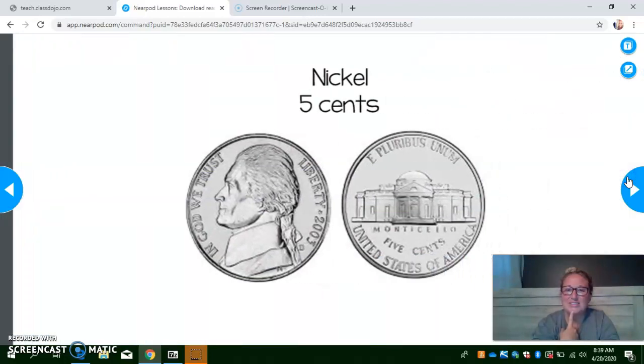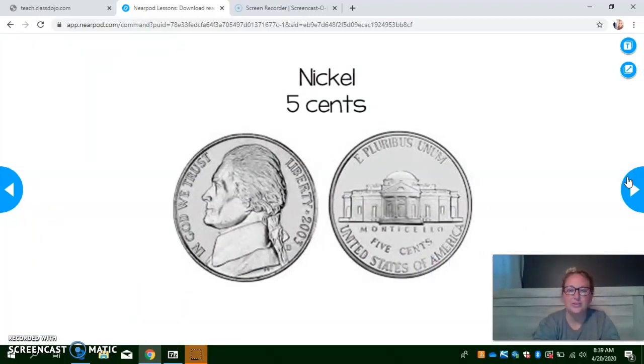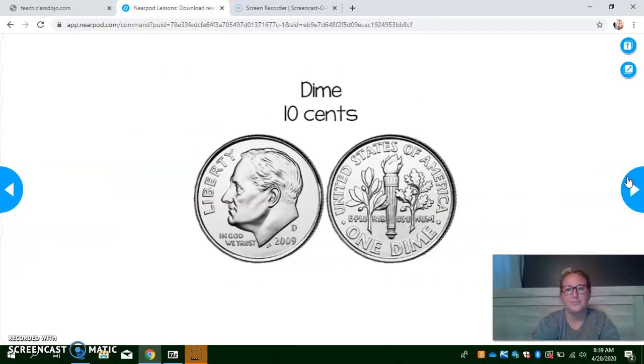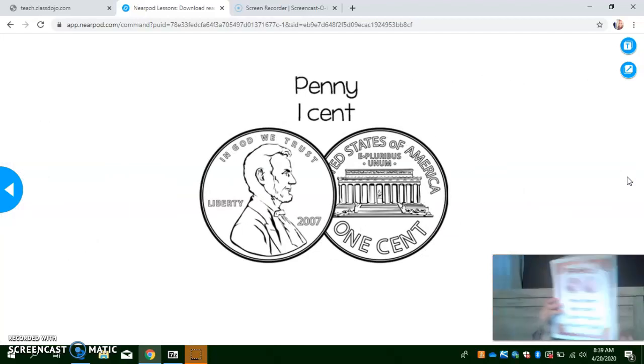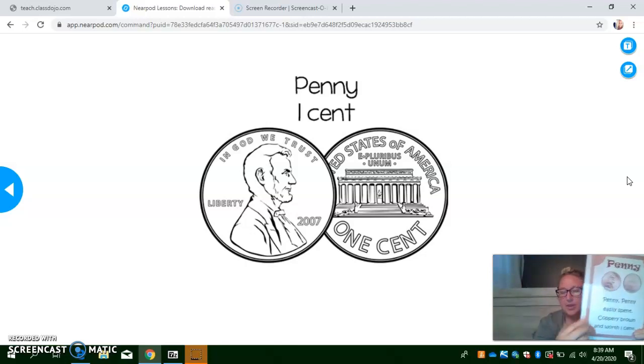Those are all similar. And these are just for review. A nickel's 5 cents. A dime is 10 cents. And a penny is 1 cent. Notice that I did not choose a penny that is the coppery brown color for this slide because, again, on your Shobi assignment, you're not going to have color. So you're going to have to be able to identify it without identifying it by color.